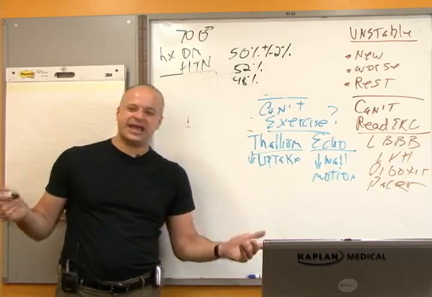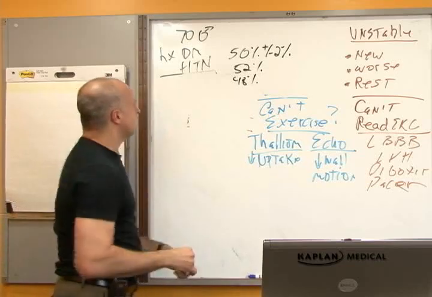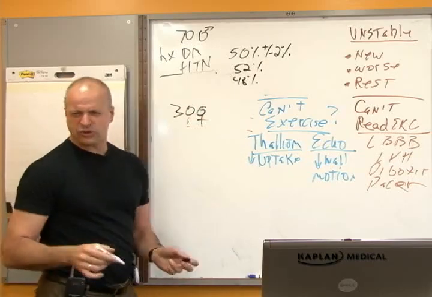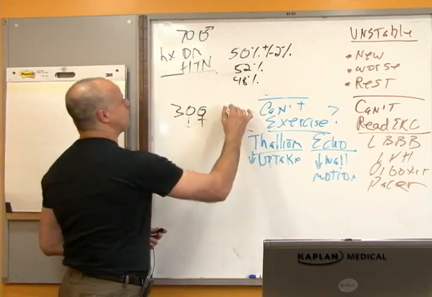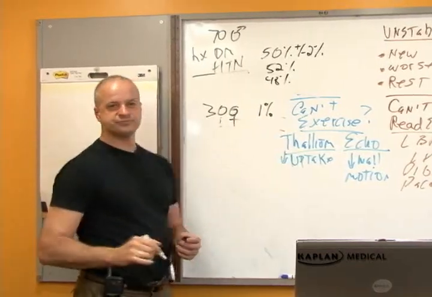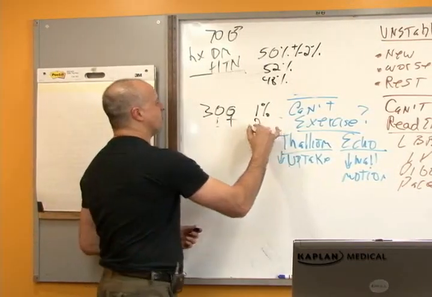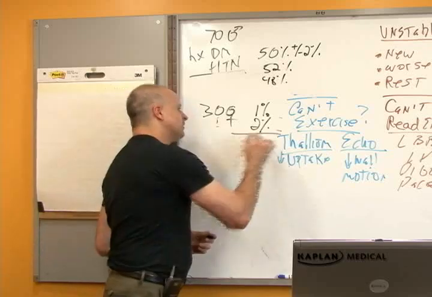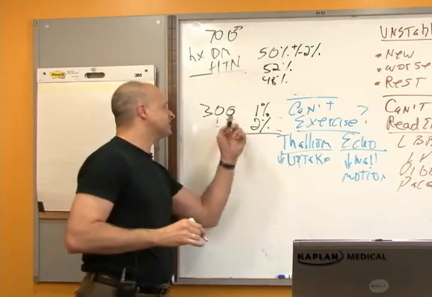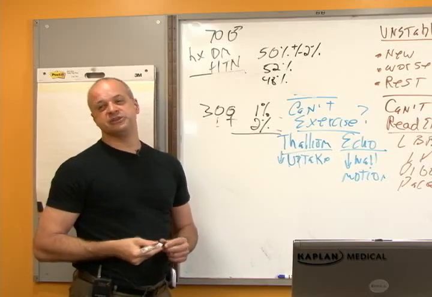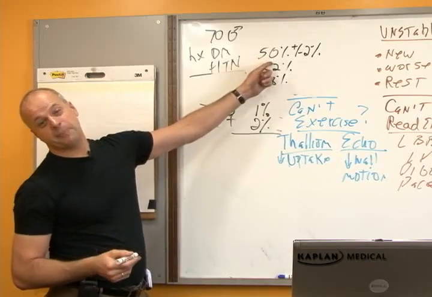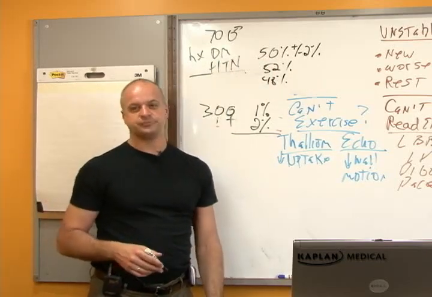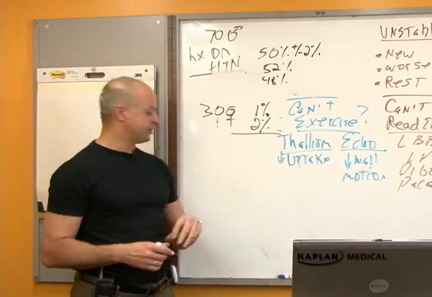False positive 2%. Now, what if we take a 30-year-old female? What's her chance of having coronary artery disease? Less than 1%. Now we take that same false positive rate of 2%. That means for every 3 people who have a positive stress test, 2 of them are false positives. Here, a positive test is a real positive. Why? Very high pretest likelihood of disease. Here, low pretest likelihood of disease.